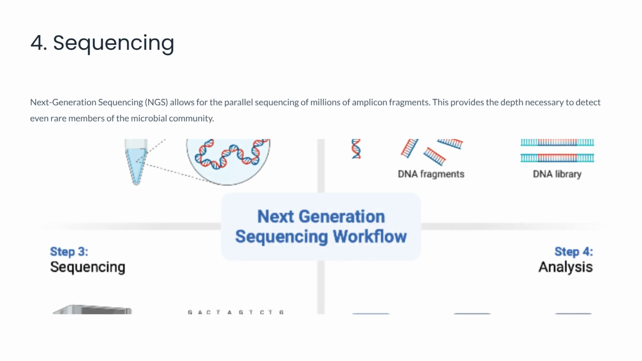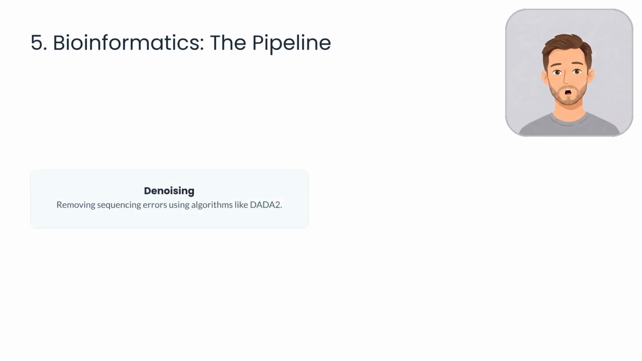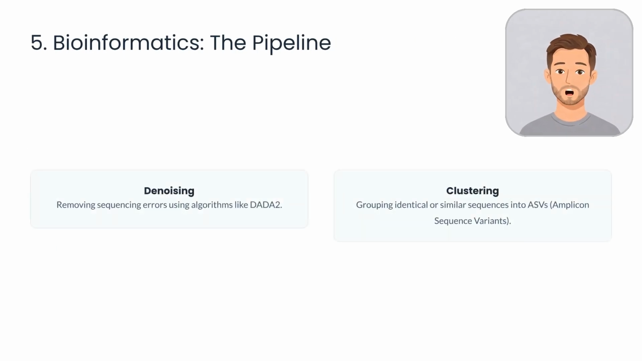Sequencing, using next-generation sequencing, allows for the parallel sequencing of millions of fragments. This depth is essential for detecting even the rarest members of the microbial community. The bioinformatics pipeline includes denoising to remove sequencing errors and clustering. Clustering groups sequences into ASVs, or amplicon sequence variants.